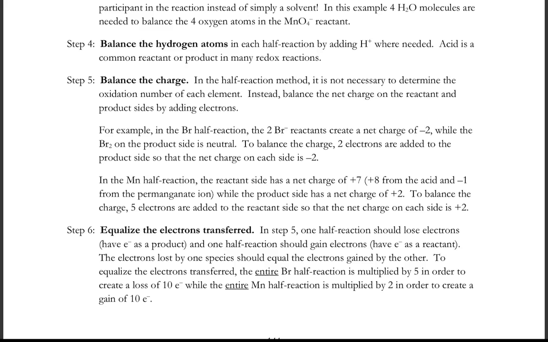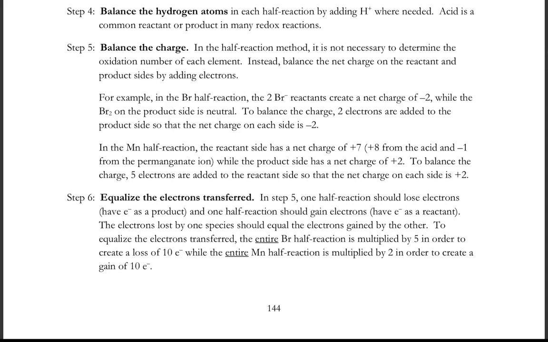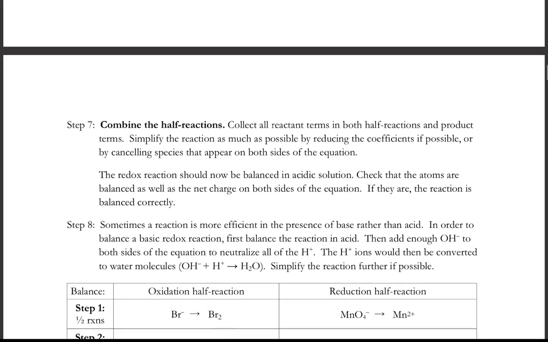Step 6 is we equalize the electrons transferred. So, however many electrons are given up by what's been oxidized, they have to be taken on by what's been reduced. So in step 5, one half reaction should lose electrons and one half reaction should gain electrons. So something loses, something gains. The electrons lost by one species should equal the electrons gained by the other. To equalize the electrons transferred, the entire bromine half reaction is multiplied by 5 in order to create a loss of 10 electrons, while the entire Mn half reaction is multiplied by 2 in order to create a gain of 10 electrons. Okay, now, we still have 2 more steps and then we'll see that happening.